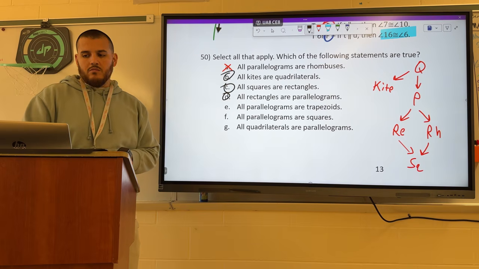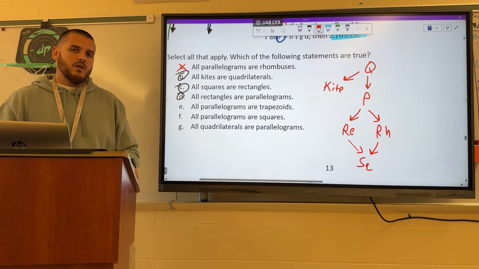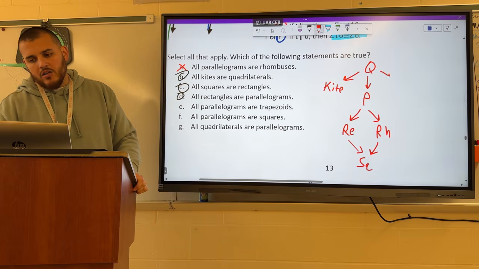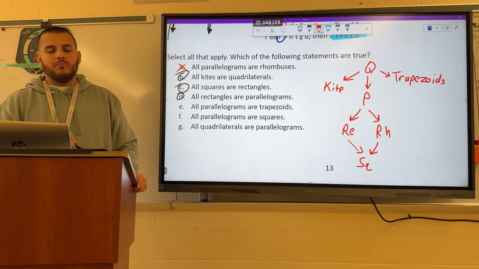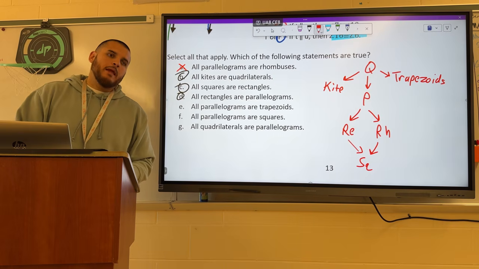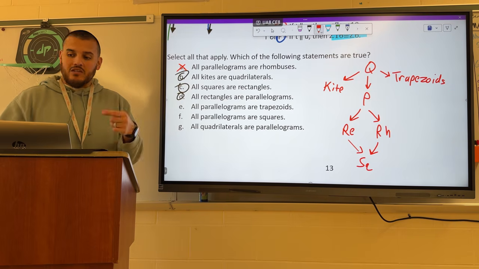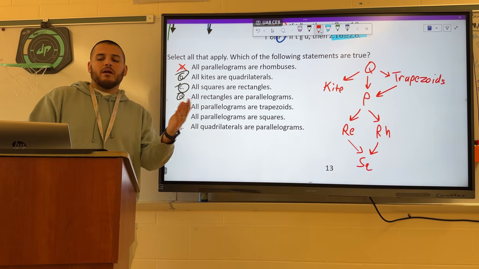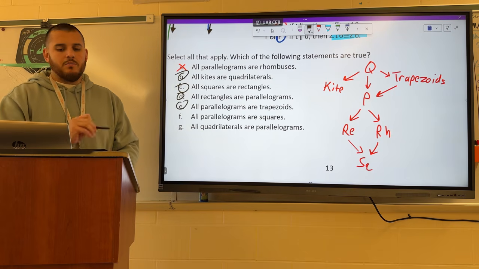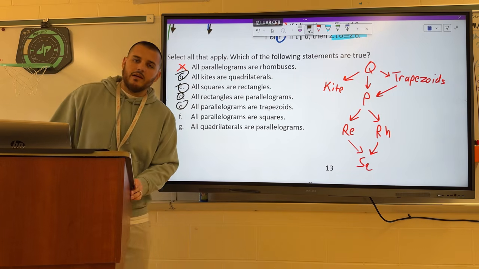This one messes our tree up and it makes it really, really confusing. So there's another type of quadrilateral called a trapezoid that has to have at least one pair of parallel sides. And parallelograms have two pairs of parallel sides. So by definition, they do have at least one pair of parallel sides. So yes, all parallelograms are trapezoids. It's absolutely true.